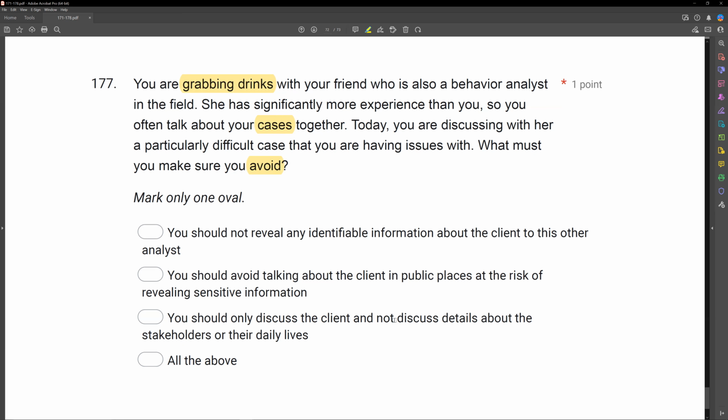C, you should only discuss the client and not discuss details about the stakeholders or their daily lives. Basically, this is saying don't gossip, right? We don't gossip about stakeholders and parents and whatever, right? And that's hard because we're human. That's what humans do. But you've got to try to avoid that as much as possible. It's very undignifying. It's unethical. It's not professional. So if you're going to talk about your cases, you can't reveal information, avoid public places, and then only discuss that client. What are you going to make sure you avoid? All the above.